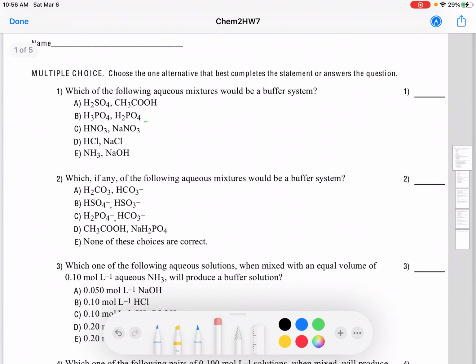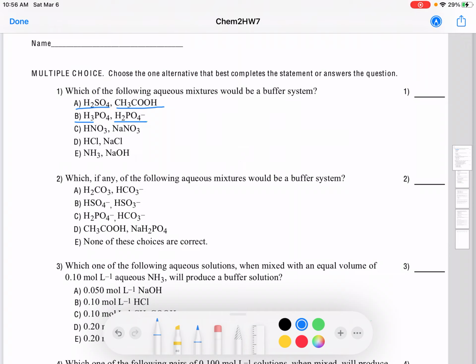First one is sulfuric acid, H2SO4, and acetic acid. They both are acids. The first one is a strong acid, the second one is a weak acid, so they are not going to be your buffer system. And then you have the second one, H3PO4, and when one hydrogen is lost, it would be H2PO4 minus. So that looks like a conjugate acid and conjugate base system that would be appropriate for a buffer system. There we have an answer.